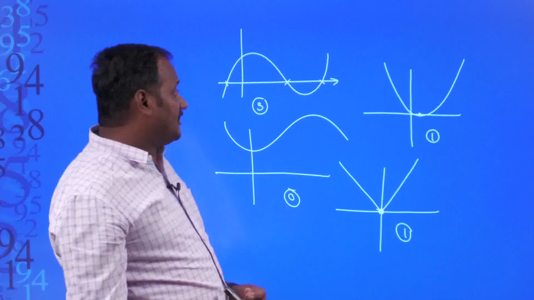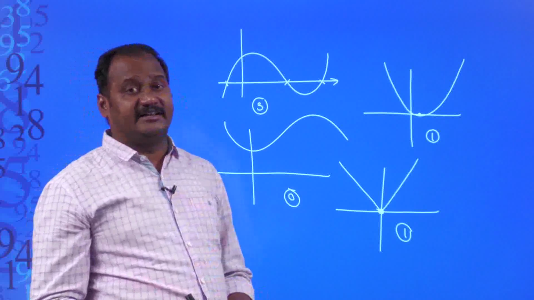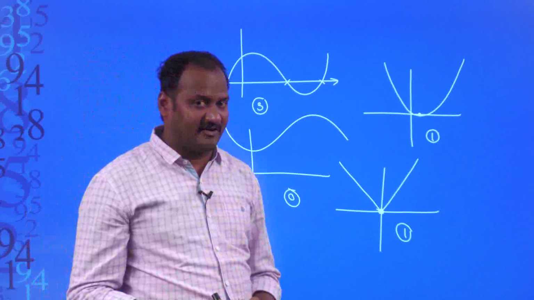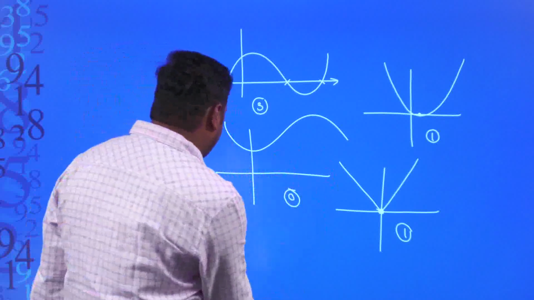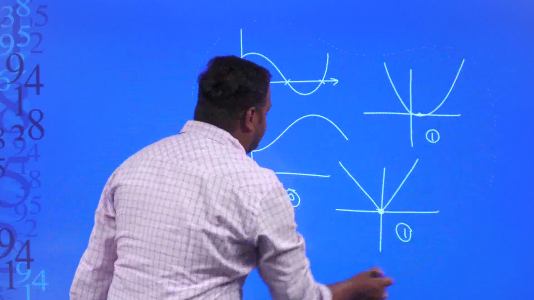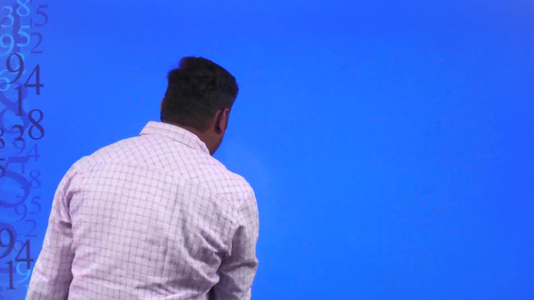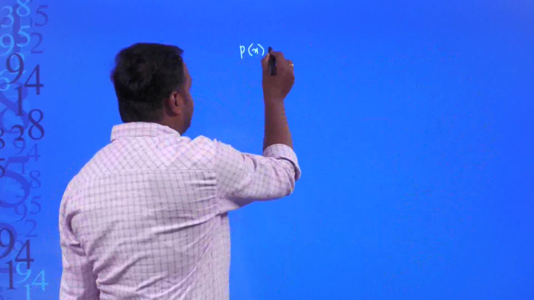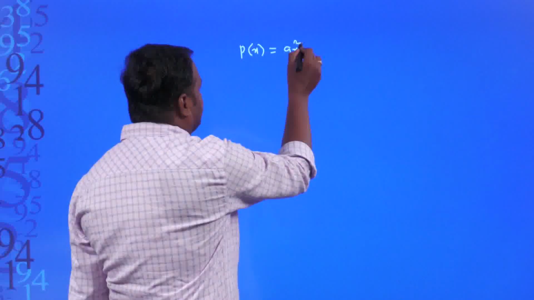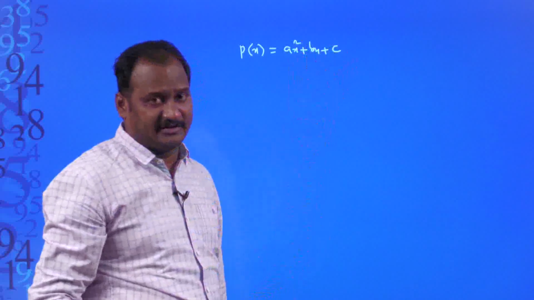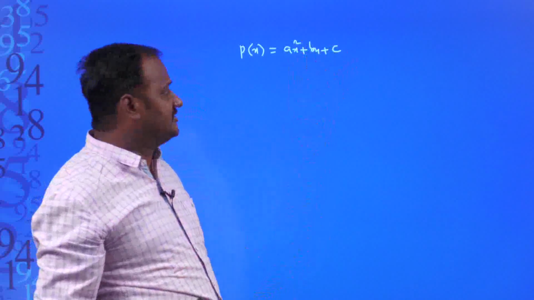And one more thing is, every second degree polynomial or quadratic polynomial represents a parabola, and there are two types of parabolas. What is the standard form of a second degree polynomial? That is p of x is equal to ax square plus bx plus c. This is the standard form of a second degree polynomial. Of course, a is not supposed to be 0.